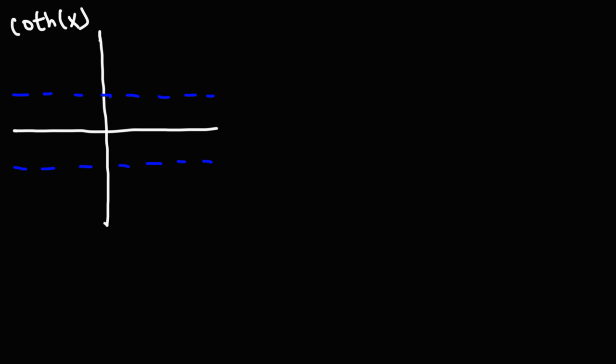Now, let's move on to our next one. And that is hyperbolic cotangent of x. This function has two horizontal asymptotes. This one is going to be at y equals 1 and y equals -1. This function also has a vertical asymptote at x equals 0, and it has this shape.